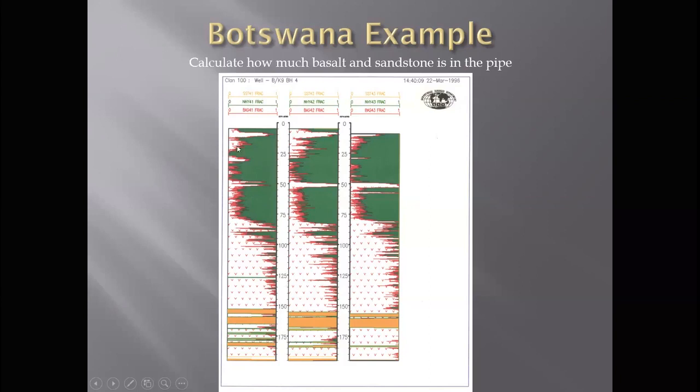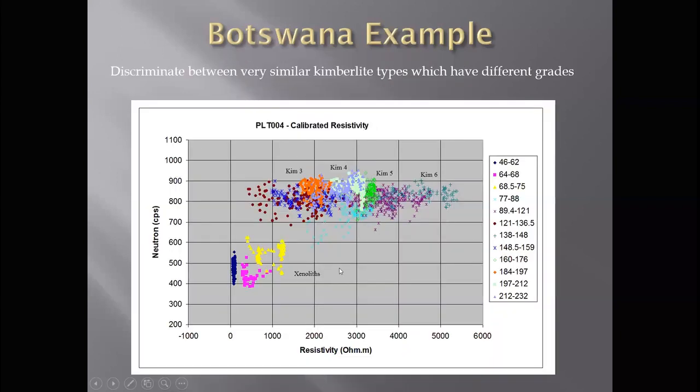It's telling us exactly how much kimberlite we've got at any depth, 90%, 85%, 80%, etc., and how much xenolith material there is every 10 centimeters, essentially. So a very powerful tool to calculate the dilution or ore dilution in the kimberlite body. How do we do that?